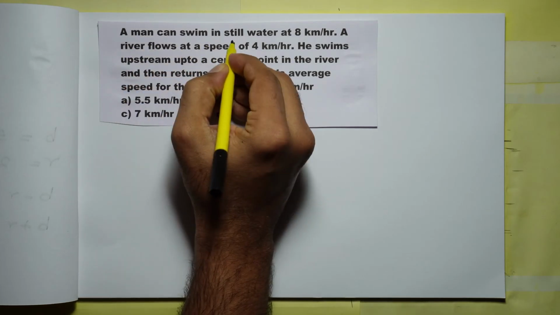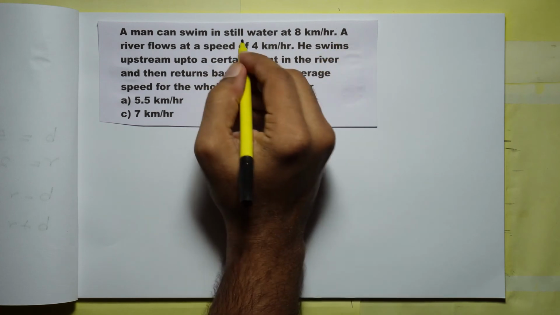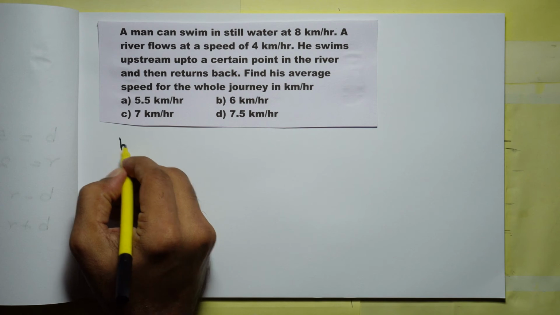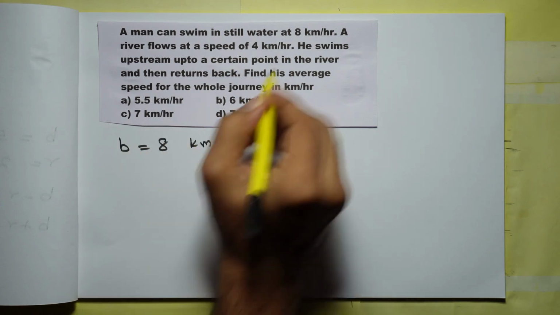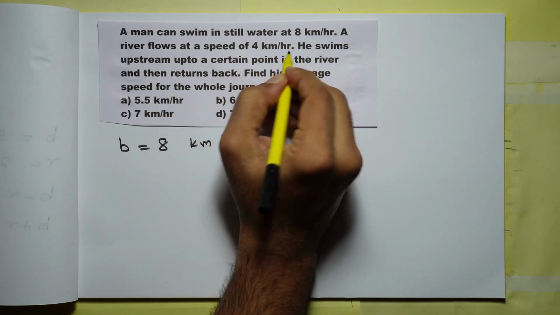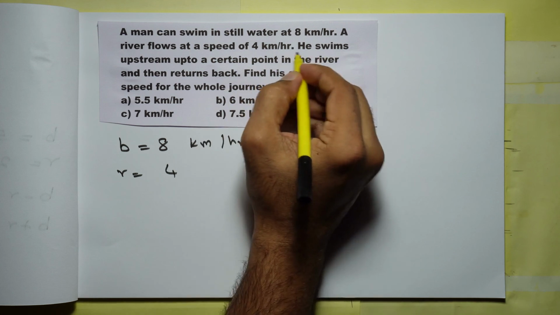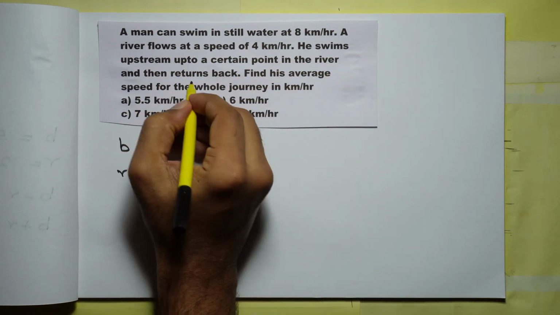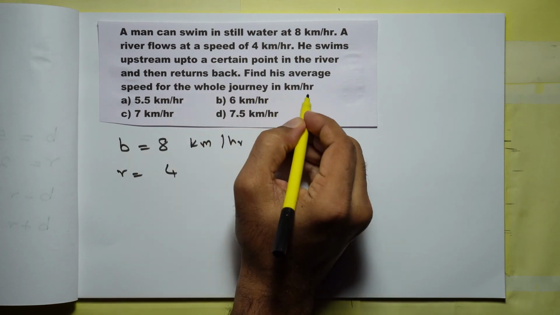A man can swim in still water at 8 kilometers per hour. That is, a boat can move in still water at 8 kilometers per hour. So B is equal to 8 kilometers per hour. A river flows at a speed of 4 kilometers per hour. So R is equal to 4. He swims upstream up to a certain point in the river and then returns back. Find his average speed for the whole journey.